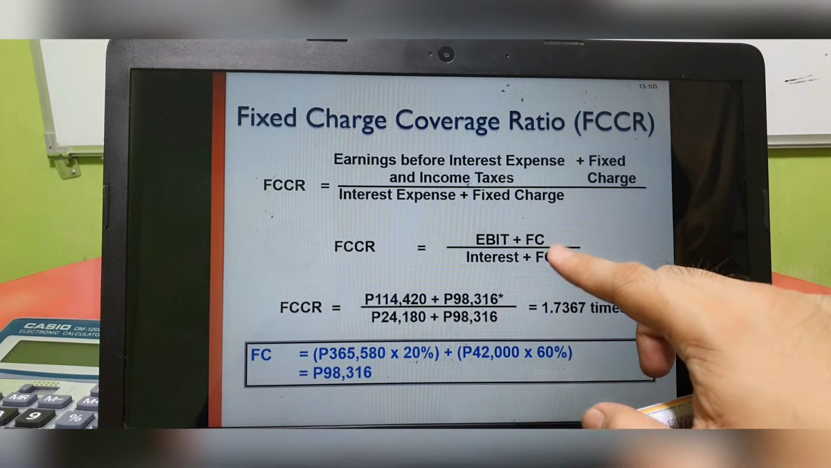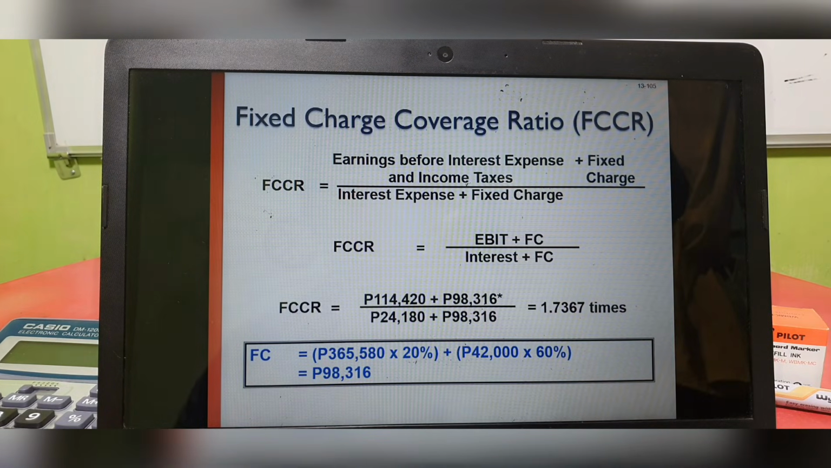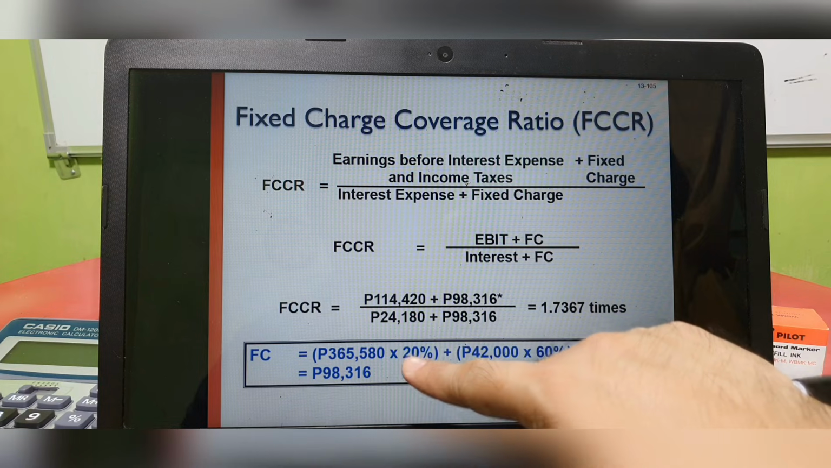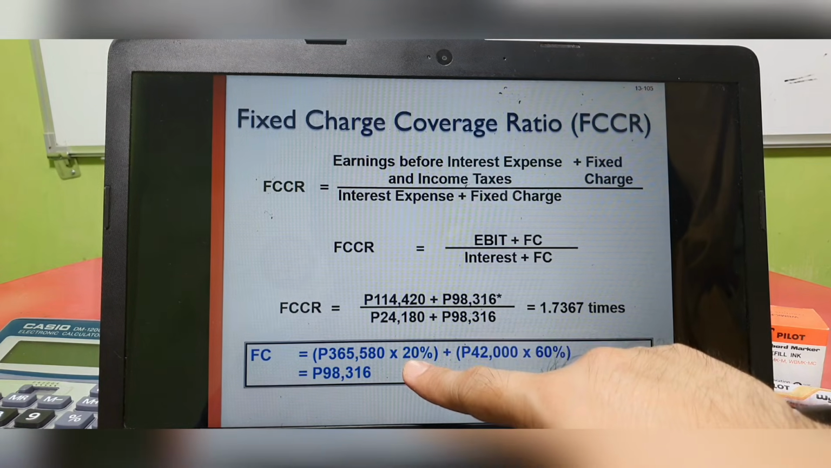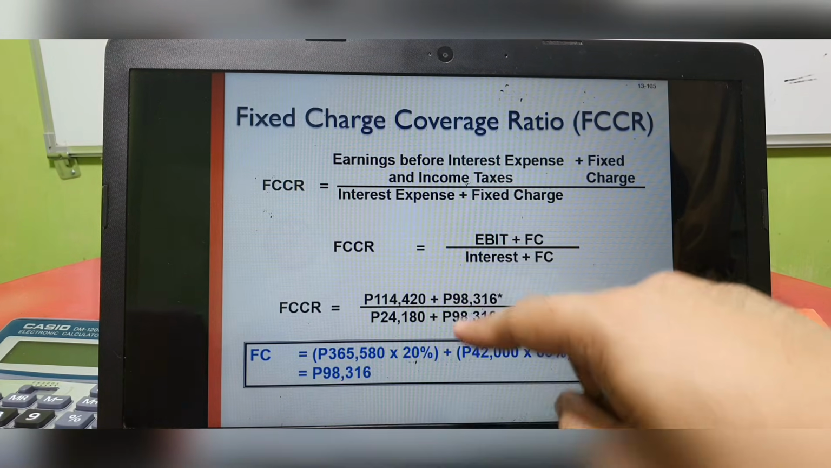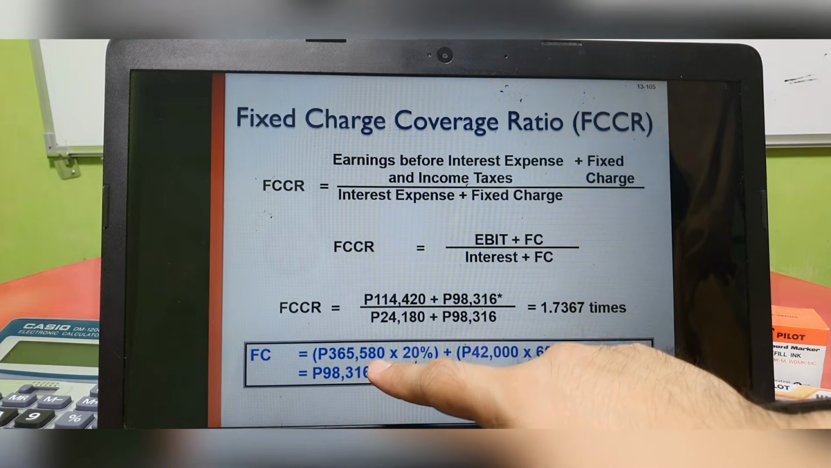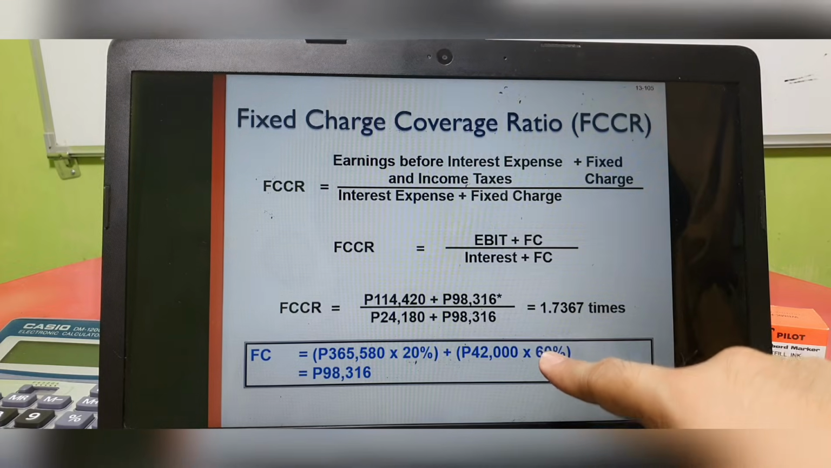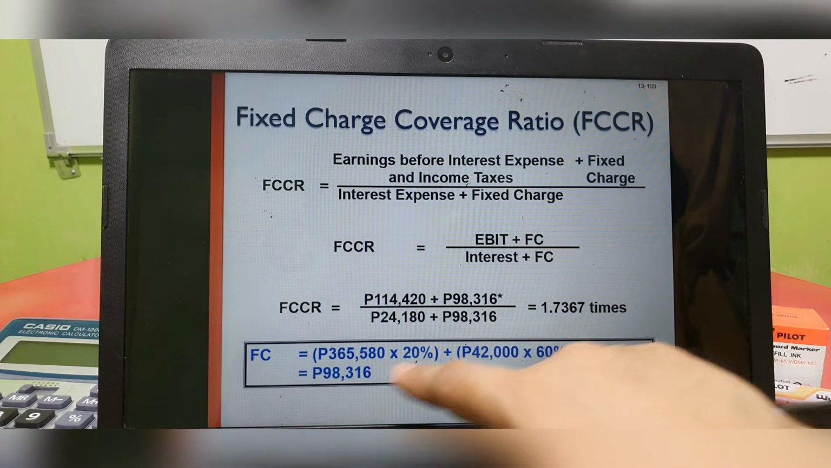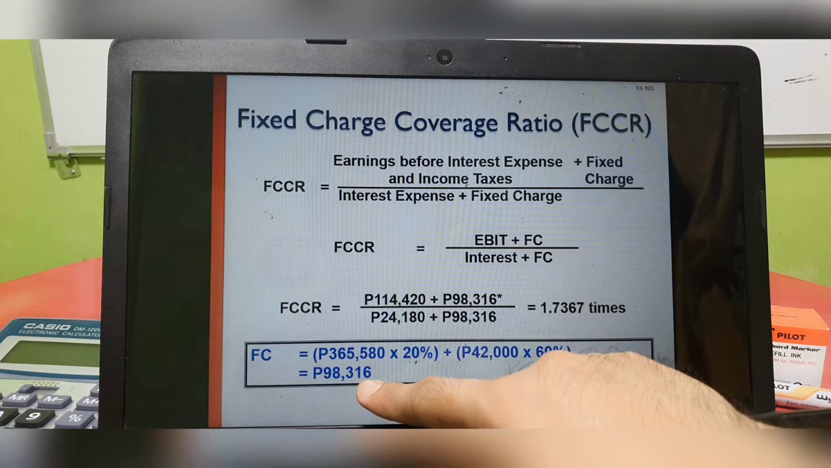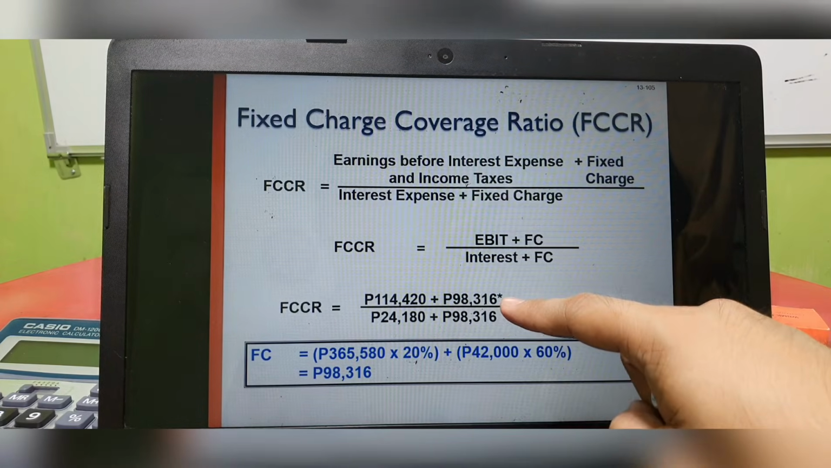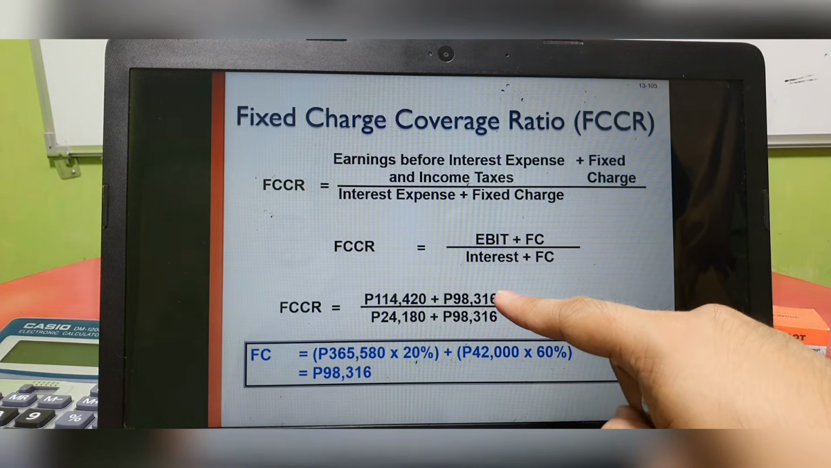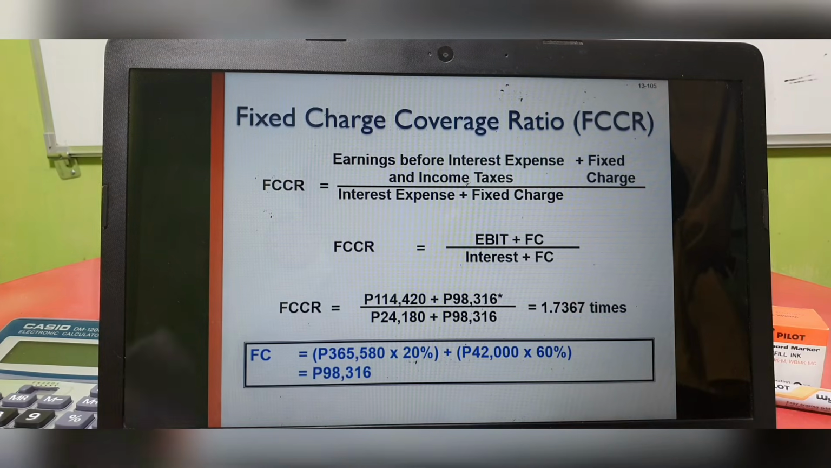But how do we compute for the fixed charge? If you remember the additional information, yung distribution ng cost of sales, 80% variable, 20% fixed. So, multiply natin yung 365,580 na COGS. Tapos yung OPEX natin, 60% fixed and 40% variable. Kaya 60% ng 42,000. And that will give us 98,316 as our fixed charge. Okay? Adding fixed charge both sa numerator and denominator, 1.7367 times. That is our fixed charge coverage ratio.